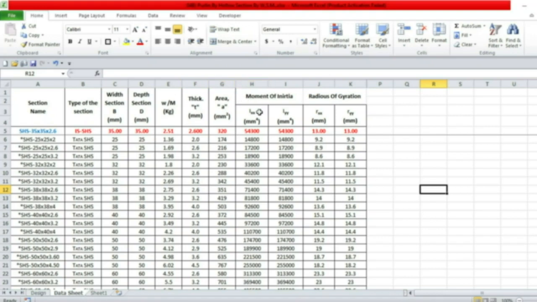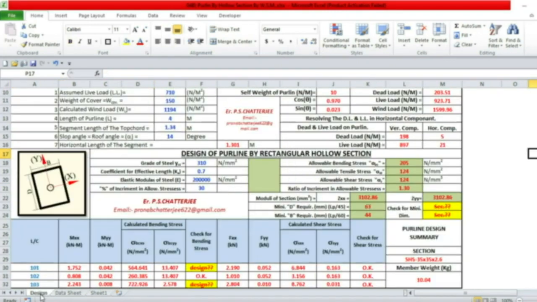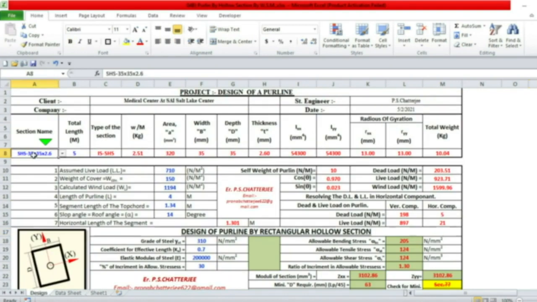H and I, moment of inertia about x-axis and y-axis. Similarly, radius of gyration about x-axis and y-axis. Now, this column is equal to design column A8. This is our A8.